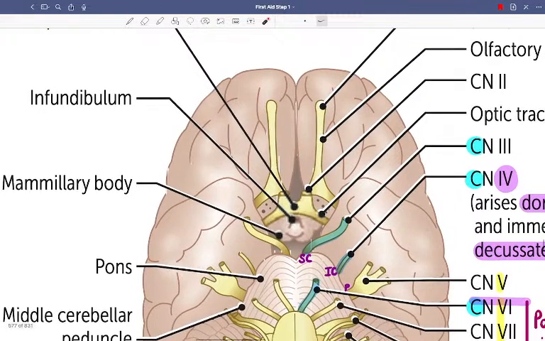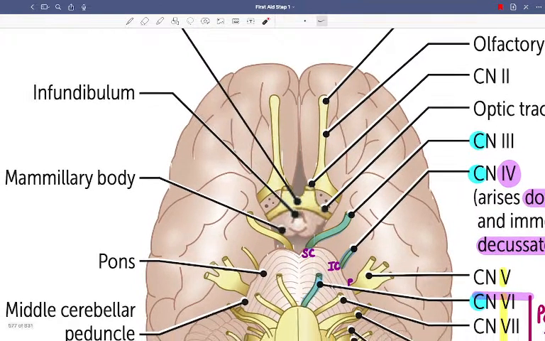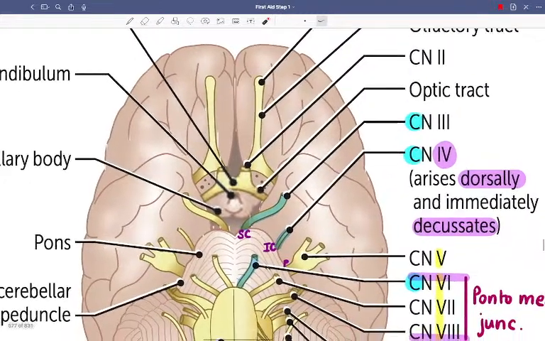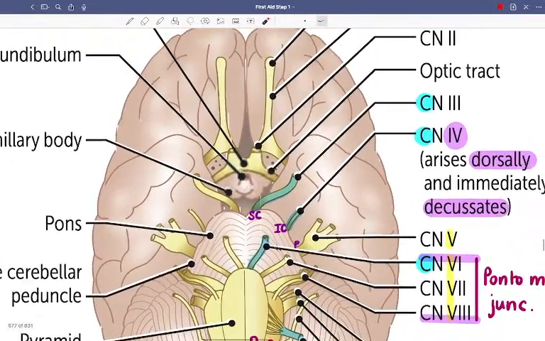Cranial nerve 1 and cranial nerve 2, they're not going to ask. Cranial nerve 3, they have asked once in NEET. Cranial nerve 3 is this fat one that comes from here, the superior colliculus. Then you have the inferior colliculus, the fourth nerve, which has the longest course. Fourth nerve, SO4 LR6. It comes out dorsally and immediately decussates. This is important.